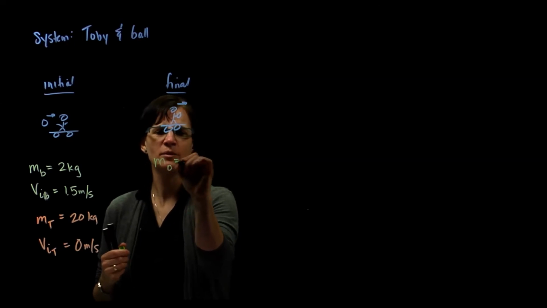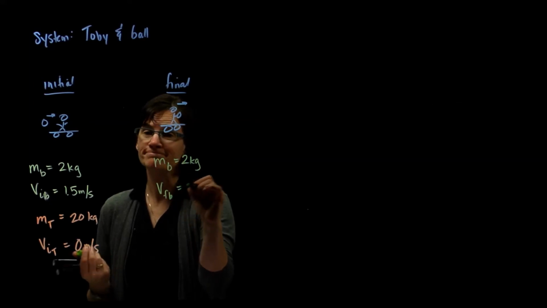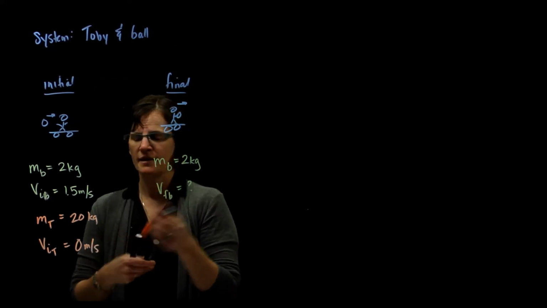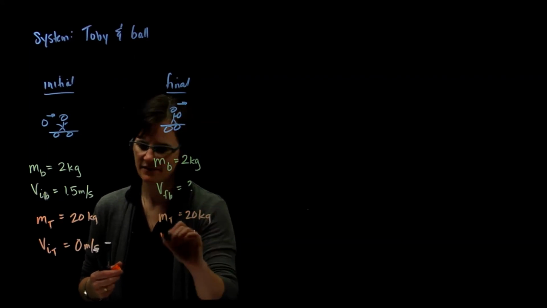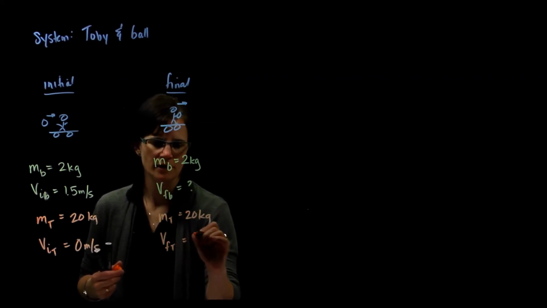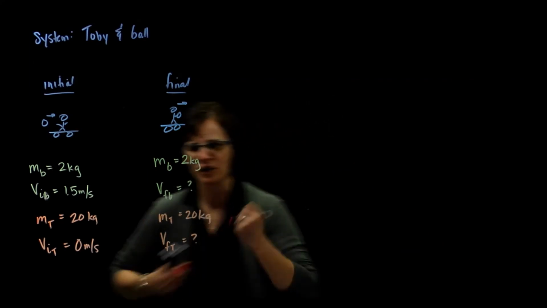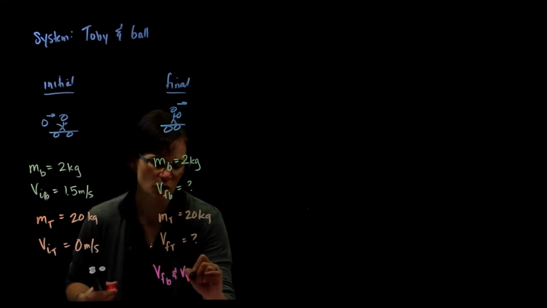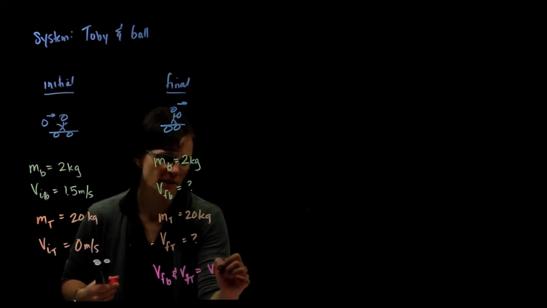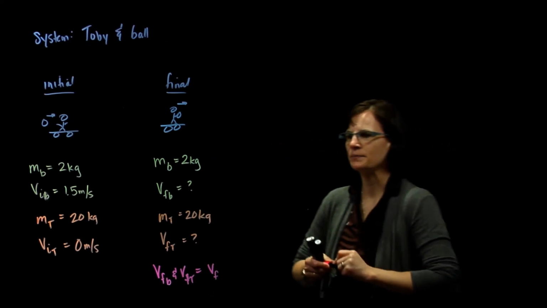All right, so how about in the final condition? Well, the mass of the ball remains at 2 kilograms. And the final velocity of the ball, well, we don't know. And the mass of Toby remains at 20 kilograms. And the final velocity of Toby, also, we don't know. But what we do know is that they're moving together. So the final velocity of the ball and the final velocity of Toby are equal. So we will call them just final velocity, and that'll help identify our algebra a little bit easier.